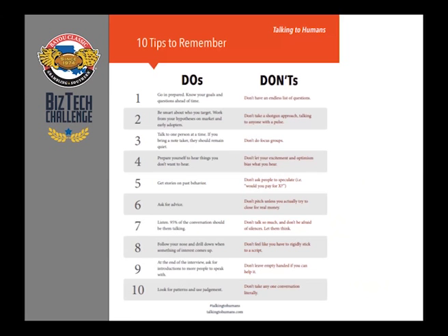They also have 10 tips to remember. This is on that same website about do's and don'ts. And this is really useful to read through. And you'll see, like number 4, don't let your excitement and optimism bias what you hear, or don't ask people to speculate. It does ask you, like number 5, that what you should do is get stories on past behavior.